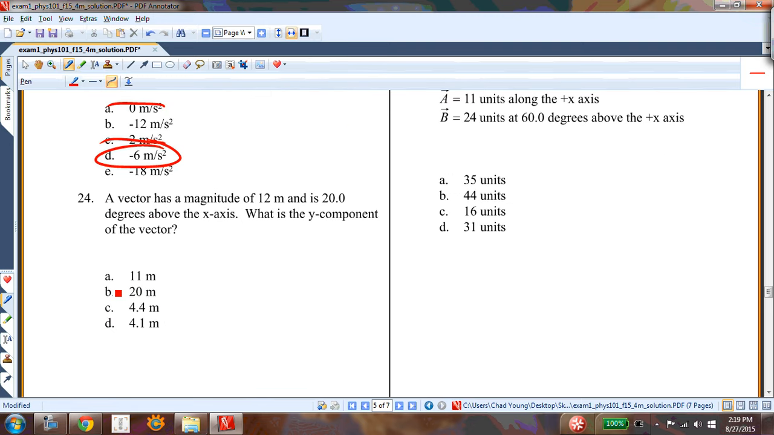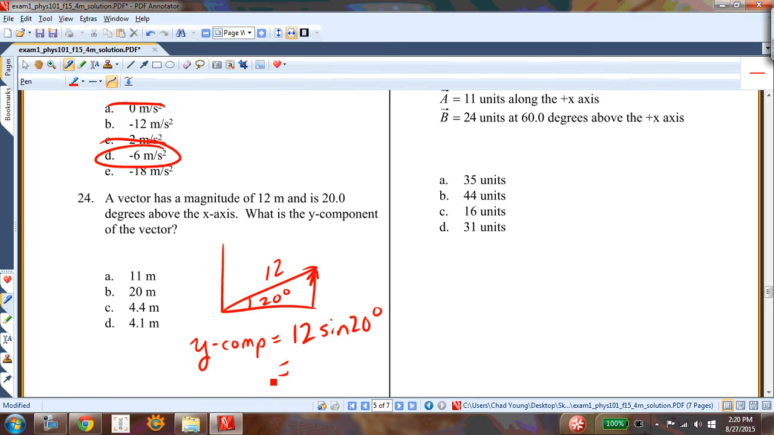The vector has a magnitude of 12 and is 20 degrees above the x-axis. What is the y component of the vector? So here I have 12 units. It's 20 degrees above. I want to find the y component here. The y component of this vector is equal to 12 times the sine of 20. That's going to be 4.1 meters. D is the right answer.